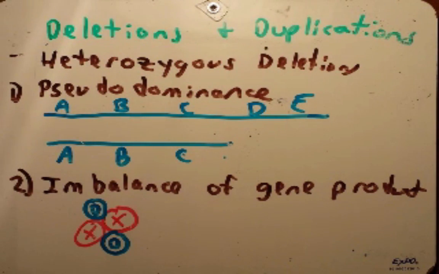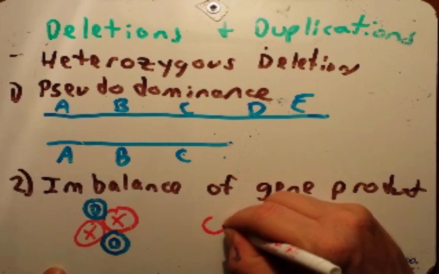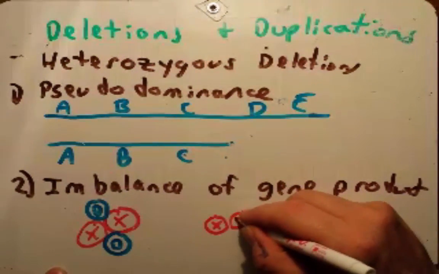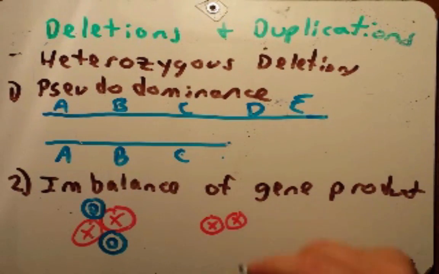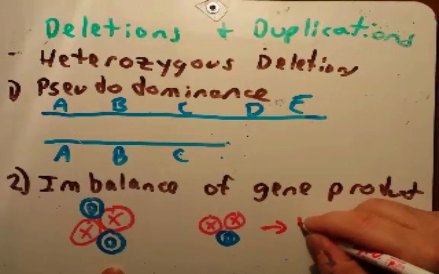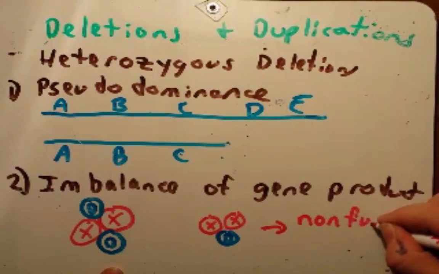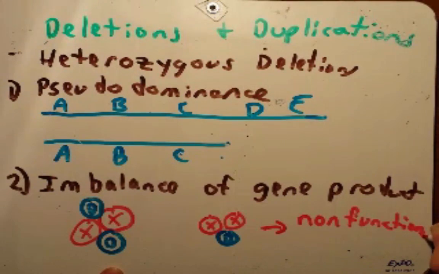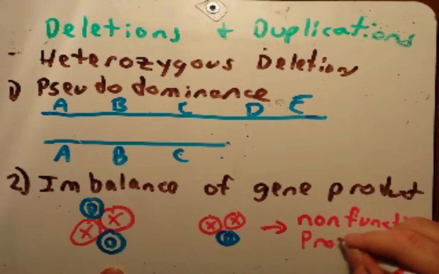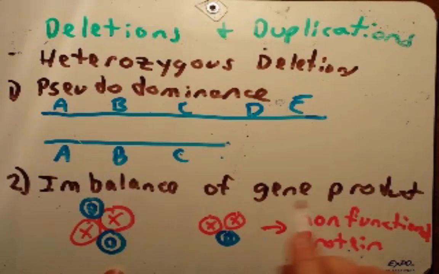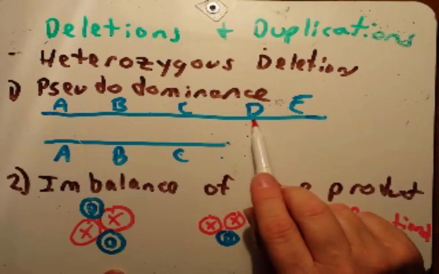And so you're not always going to be able to form this large protein complex of 2 Ds and 2 X's. You might be stuck with something like this, where you have your 2 X's, and since there's not enough D around, you might only get 1 D. And this creates a non-functional protein. There's an imbalance of gene product, in this case an imbalance of gene D.